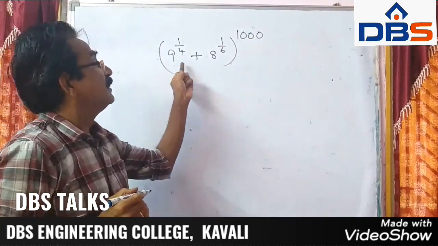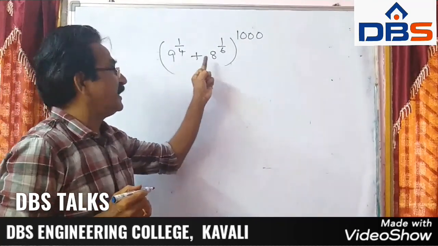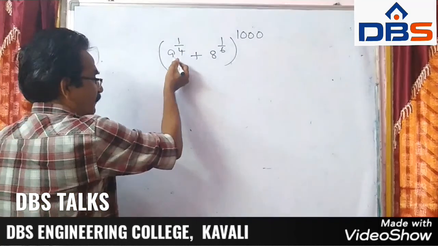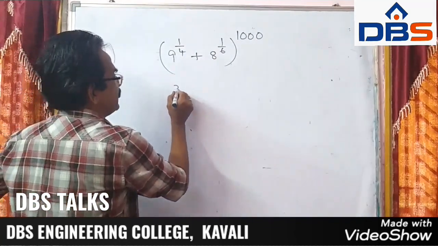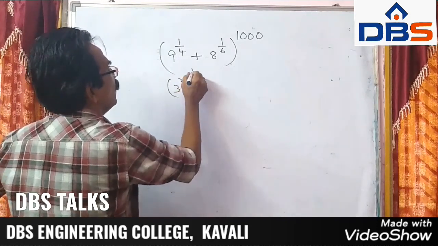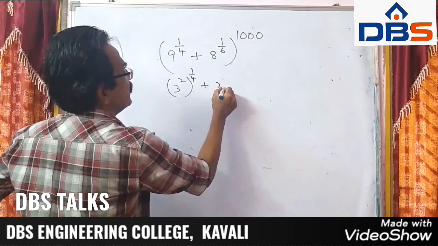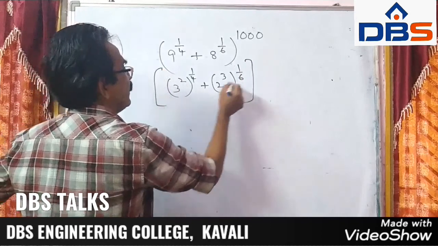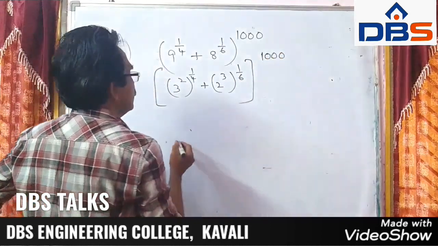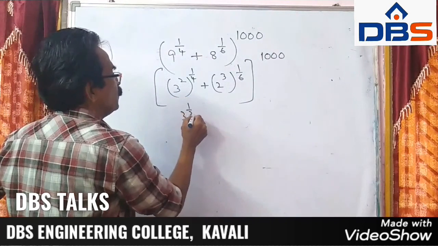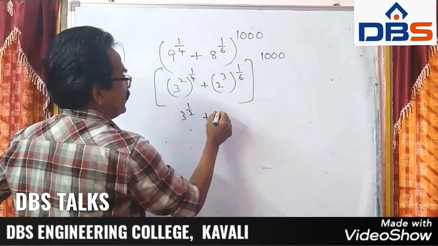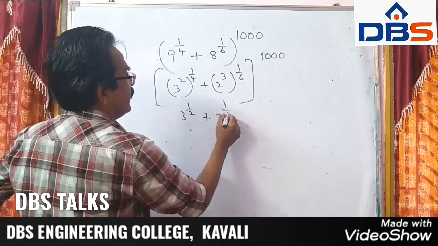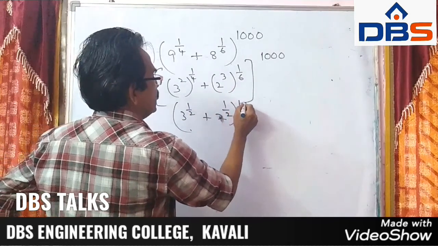Here, friends, the first thing is that 9 and 8 are not prime numbers. We have to make them prime numbers. Friends, you know 9 power 1 by 4 means (3 square) whole power 1 by 4 plus this is (2 cube) whole power 1 by 6, and whole power 1000. This is equal to (3 power 1 by 2 plus 2 power 1 by 2) whole power 1000.